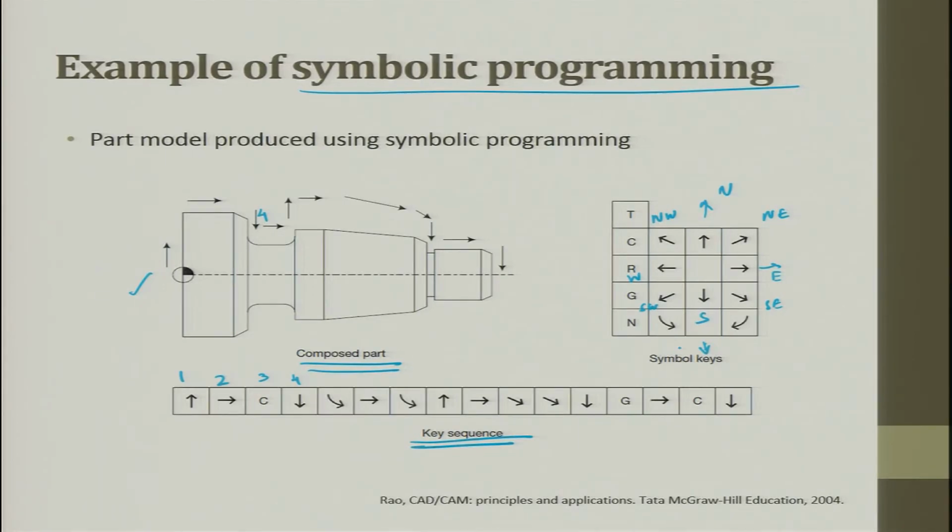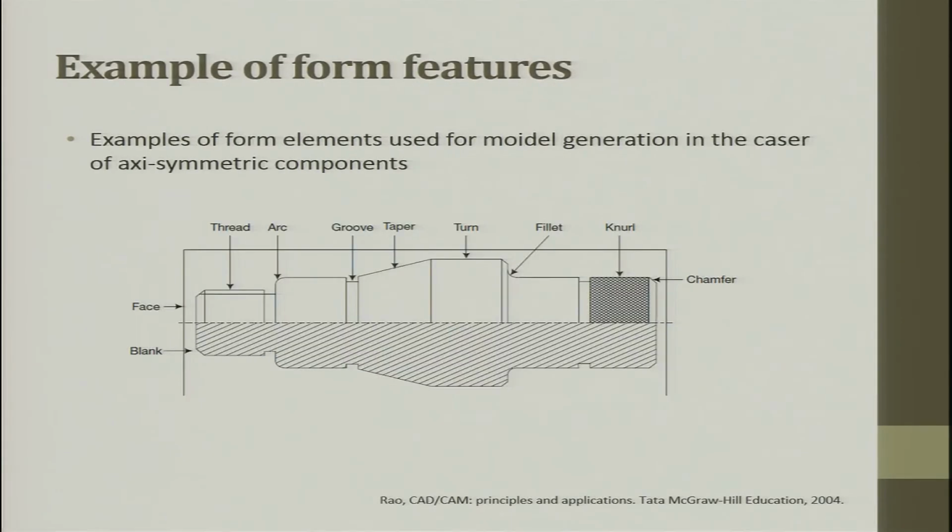These are the symbols. With these symbols, you can try to draw this component, and this component you can start feeding the dimensions and get the data. The examples of form features, this is an example. So, this is a feature. From this feature, what are all the features from the blank to what are all the features you want to make, you can try to draw it and then try to store it.